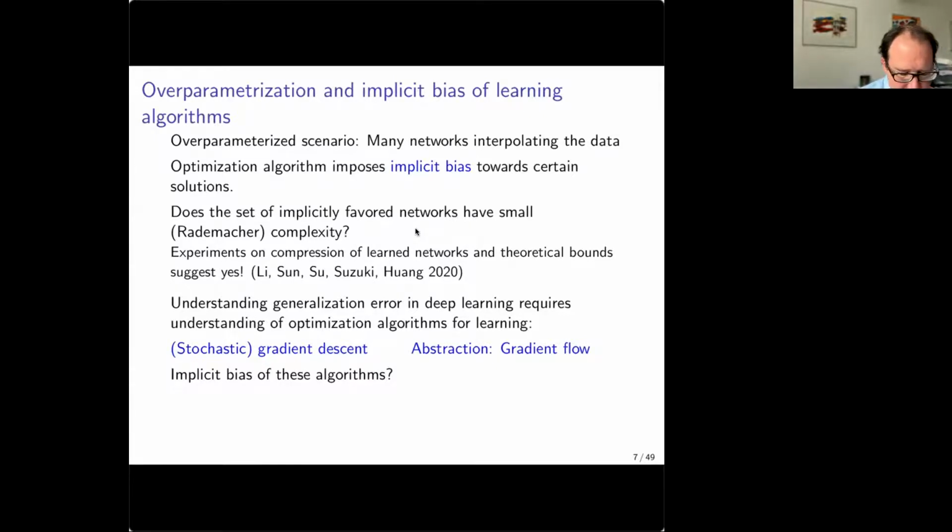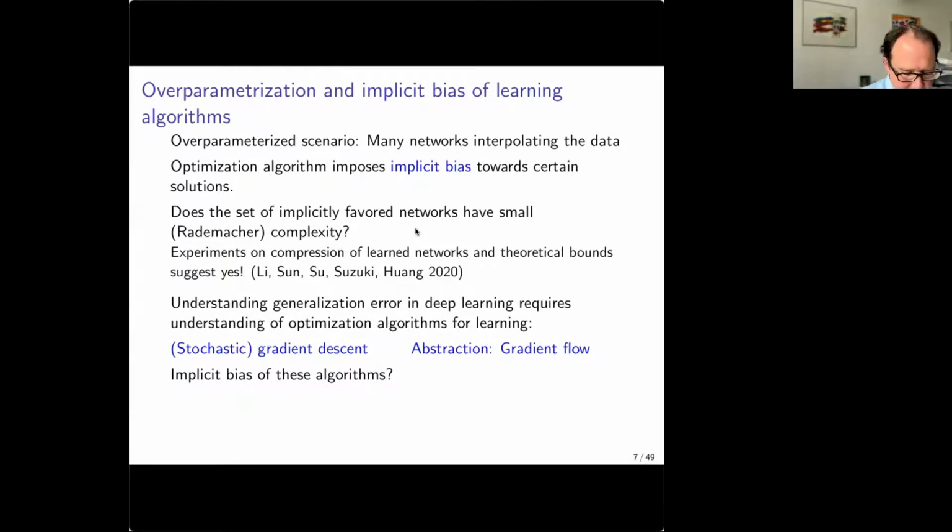And so I would say that understanding generalization error in deep learning requires understanding of the optimization algorithms for learning. In particular, gradient descent or stochastic gradient descent, or in an abstract way, one can also look at gradient flow for a first understanding. And so the question is, what is the implicit bias of these algorithms?